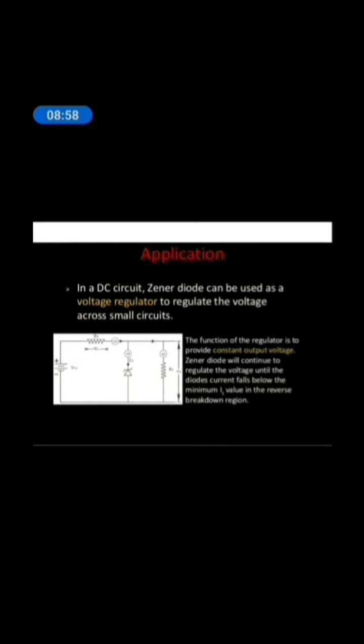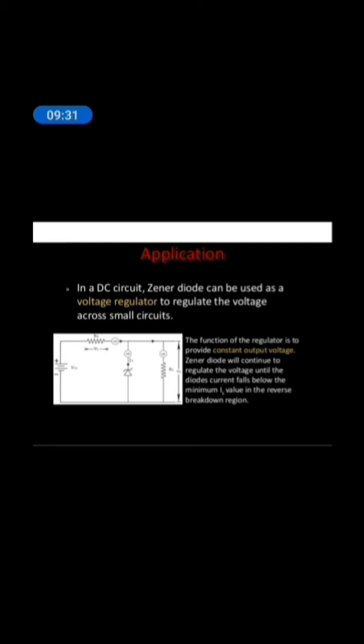Now the applications of the Zener diode. First application, in a DC circuit, Zener diode can be used as a voltage regulator to regulate the voltage across small circuits. The function of the regulator is to provide constant output voltage. Zener diode will continue to regulate the voltage until the diode current falls below the minimum IZ value in the reverse breakdown region.